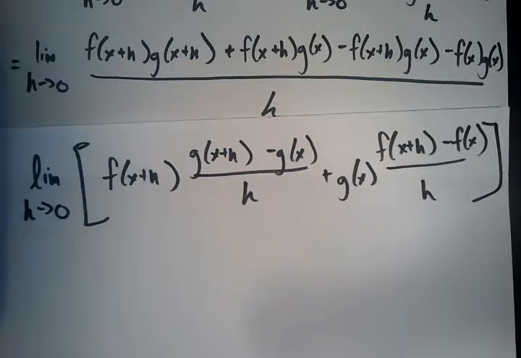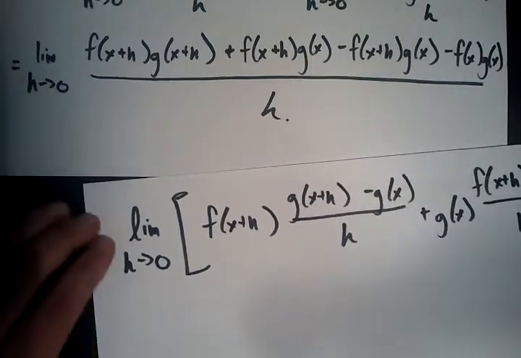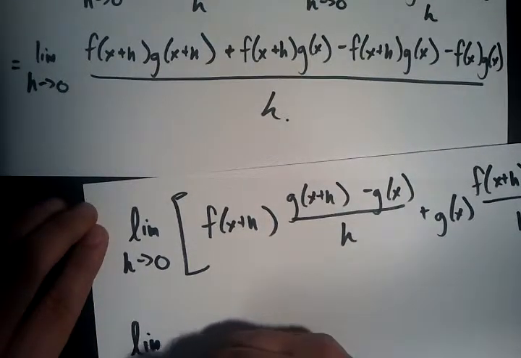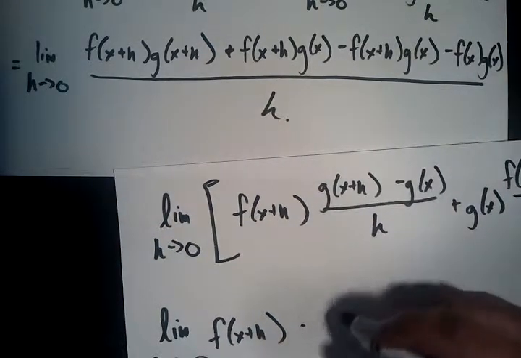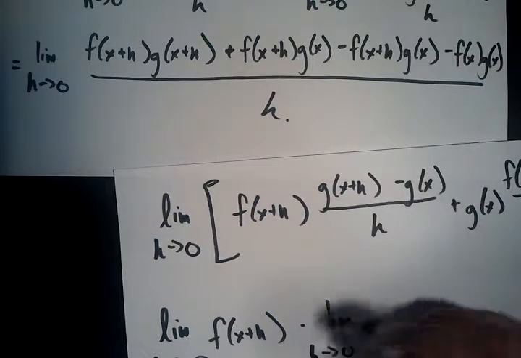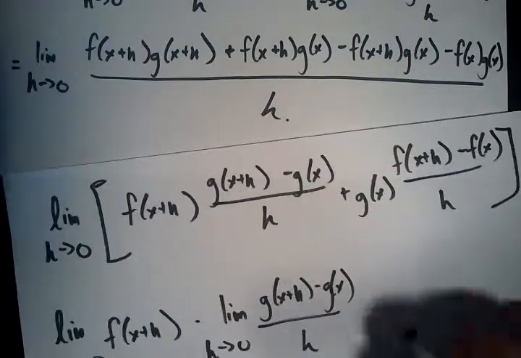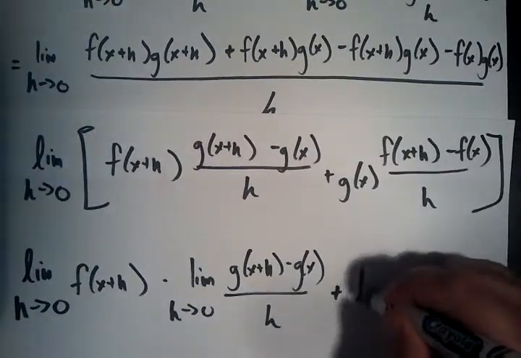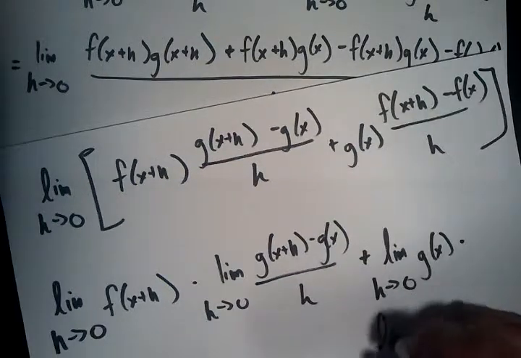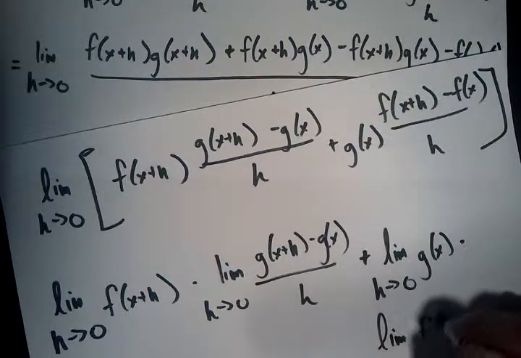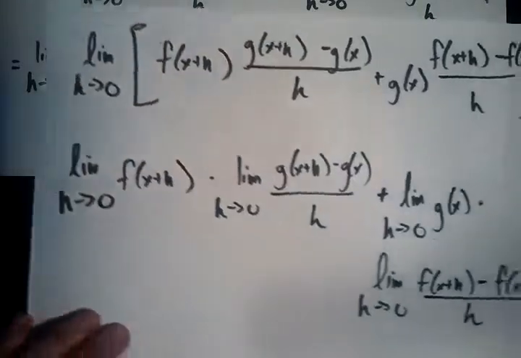Okay, everyone good? And then we're just going to apply the limit rules, as we can separate limits between sums and products. So we're going to do the limit as h approaches 0 of f of x plus h, and multiply that by the limit as h approaches 0 of g of x plus h minus g of x over h. We're going to add that to the limit as h approaches 0 of g of x, and we're going to multiply that by the limit as h approaches 0 of f of x plus h minus f of x over h. You should be seeing what's happening at this point. So that's our final term.